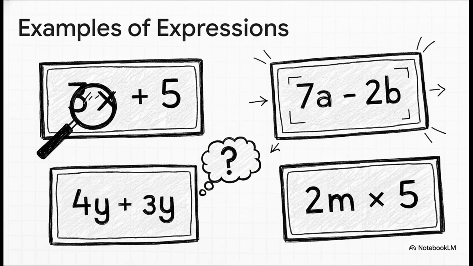And here's what they look like in the wild. You might see something like 3x plus 5, or maybe 7a minus 2b. You can just think of them as little math phrases. Some have one variable, some have a couple. It's all just about combining these different parts.